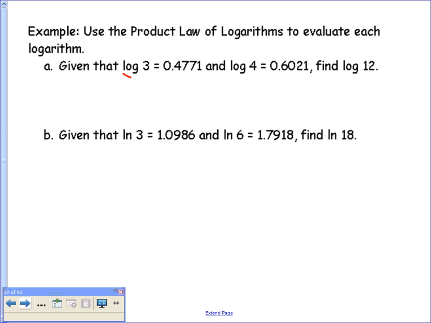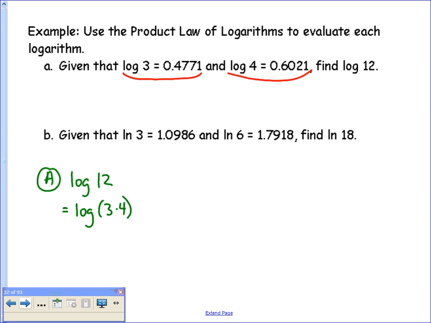So what we know right now is the log of 3 is 0.4771 and the log of 4 is 0.6021. And we want to find log 12. Well, we don't know what log 12 is. We can't use our calculators. So what we do know is that, I'm going to come down here and do A, the log of 12 can be rewritten as the log of 3 times 4.